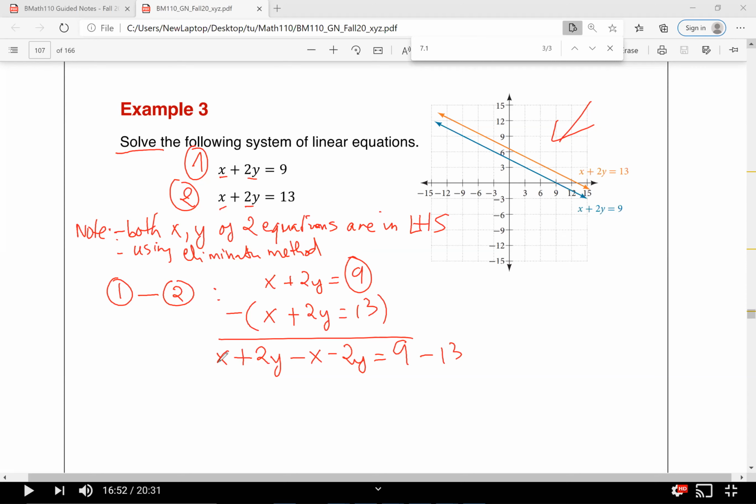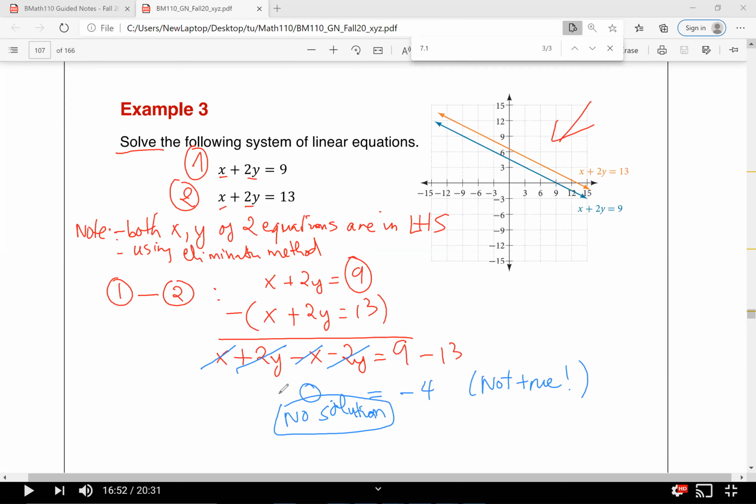Okay, so finally you will simplify. On the left hand side you have x and negative x gone, 2y and negative 2y gone. So you have 0 on the left hand side, and you have 9 minus 13. What is it going to be? Negative 4. And you see that 0 equal to negative 4 is true? Not true. Okay? So then no solution. If an equation never becomes true, then you say no solution.